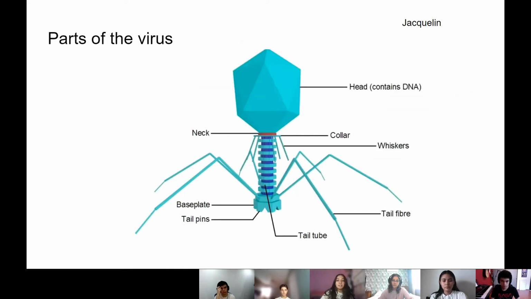Parts of the virus. At the top we have the head. This contains the DNA. Then down we have the neck, and a little bit down is the collar. Then we have the whiskers, which are like spikes, and then we have the tail tube, which are those circular things, and then we have the base plate, the tail pins down, and we have the tail fibers.